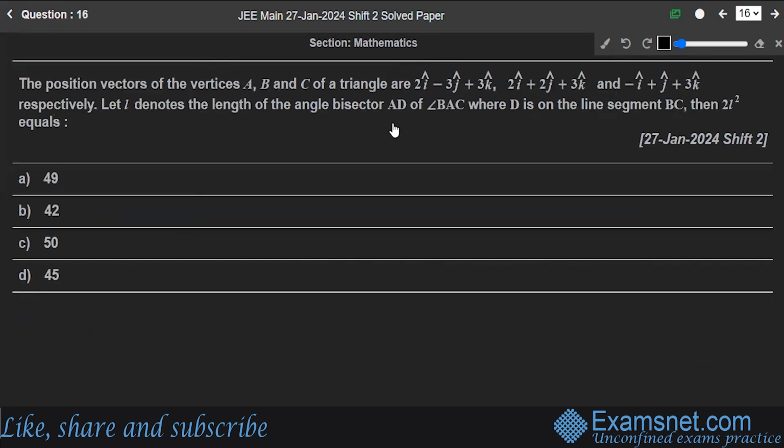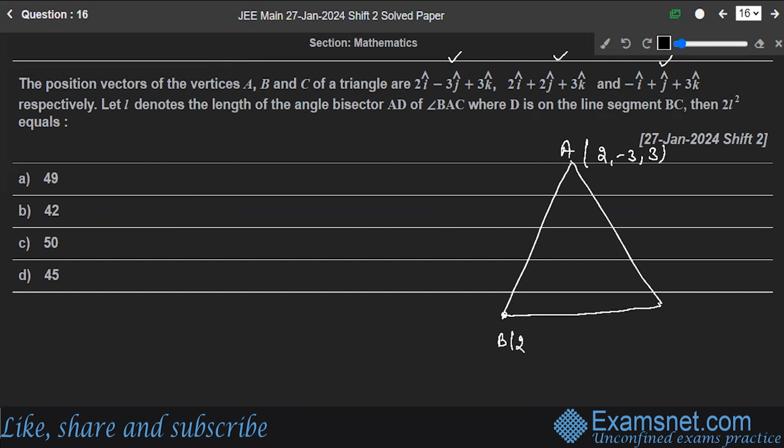Next is question number 16. The position vectors of the vertices of the triangle. Let's make the triangle first. We have the triangle ABC. You're given the position vectors as this, this, and this. So direction ratios will be given by 2, minus 3, 3 for A, B will be 2, 2, 3, and C will be minus 1, 1, and 3. That's your ABC. Next, let L denote the length of the angle bisector AD of BAC. So this is AD, angle bisector. That means these two angles are equal.